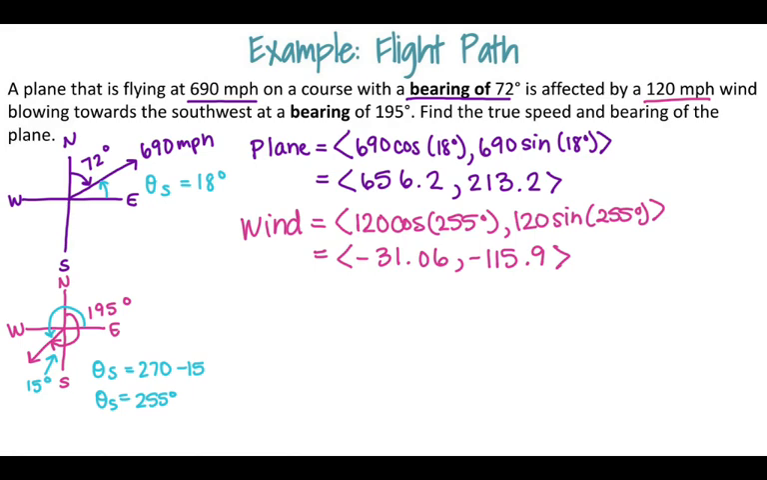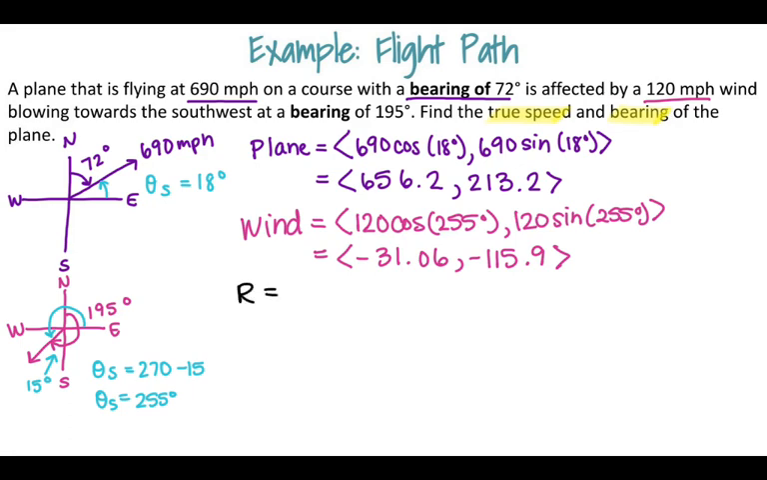Okay, so what is our question even asking for? It is asking for the true speed and the bearing of the plane. In order to calculate true speed and bearing, we need to figure out the resultant vector. What's happening here is your plane is flying, but the wind is working against it. So the speed of your actual plane is not necessarily 690 miles per hour, because the wind is pushing against it. So I want to figure out the resultant vector, which I'm going to label as R.